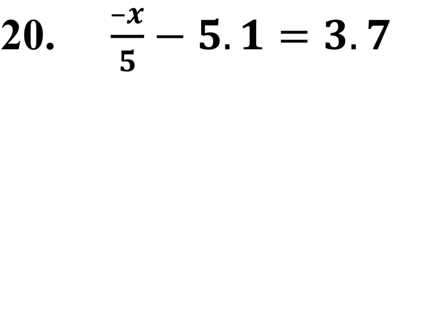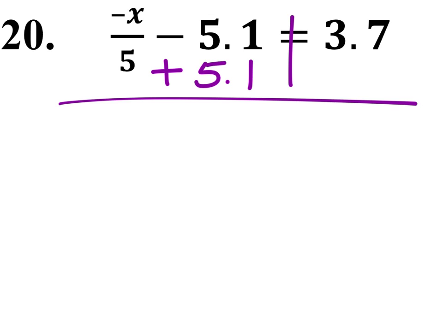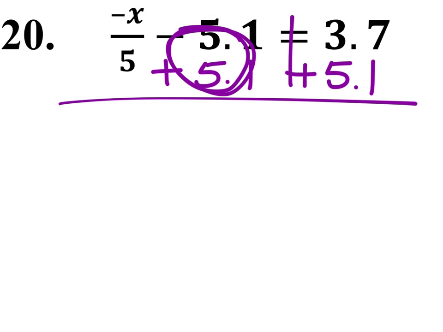So on this problem, once again, we have an x, it's a negative x fifths, that is being subtracted, it's subtracting 5.1. So we've got to get rid of that subtraction. So we'll add 5.1, but if I do it to one side of the equal sign, I must do it to both sides as well, so that it equals out. This becomes a zero pair.